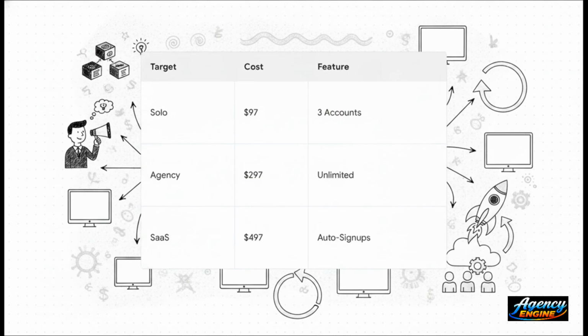So to quickly summarize your options here, if you're a solo entrepreneur or small business, the $97 plan with its 3 sub-accounts gives you all the tools you need without breaking the bank. If you're a growing agency ready to look highly professional, that $297 plan gives you unlimited sub-accounts and your own custom branding. And finally, if you want to become a software CEO, enjoying those automatic signups and turning those tiny usage fees into a recurring profit stream, the $497 plan is absolutely your destination.